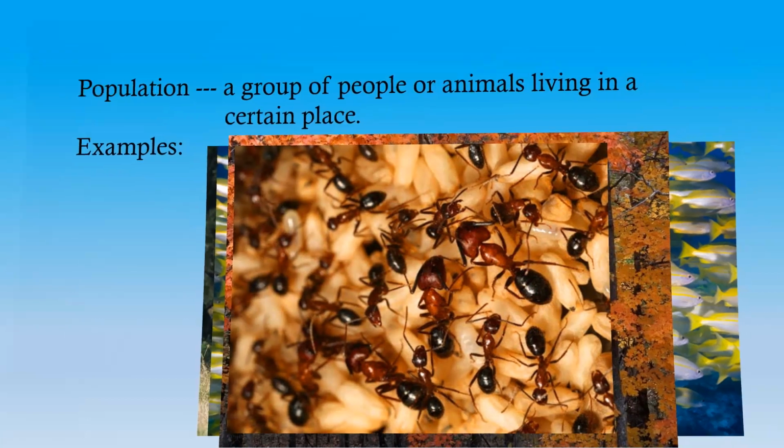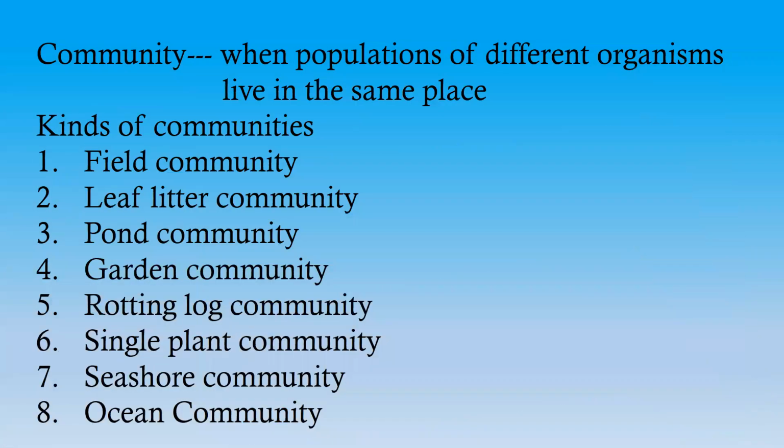Now let's proceed to community. Community is when populations of different organisms live in the same place. There are different kinds of communities. Please open your book on page 19. The first one is the field community. What are the organisms that you can find in the field community?